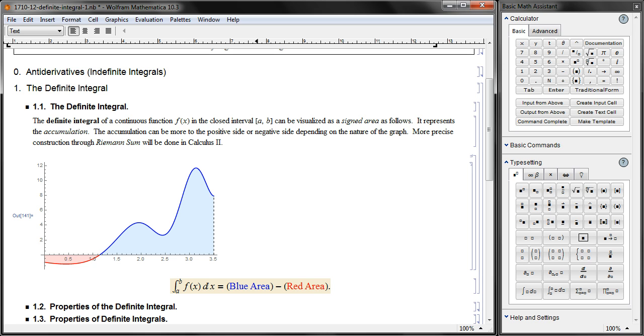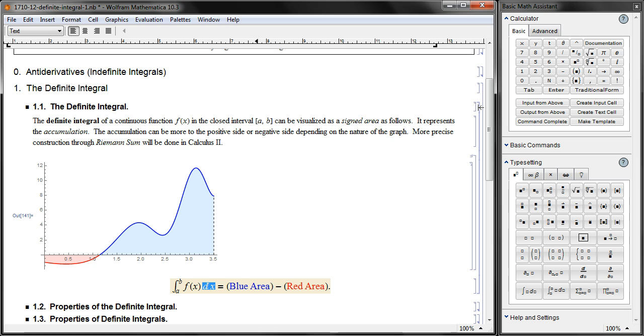The same grading scale will apply. Misusing or misplacing the integral sign, up to 2 points off. Misusing or missing dx, 1 point off for each mistake.